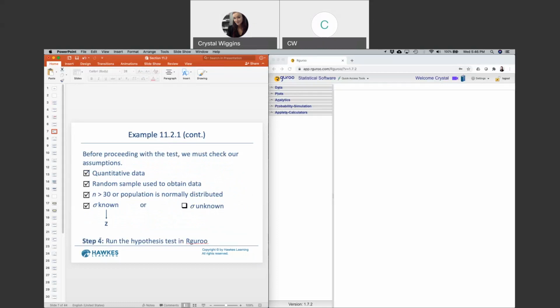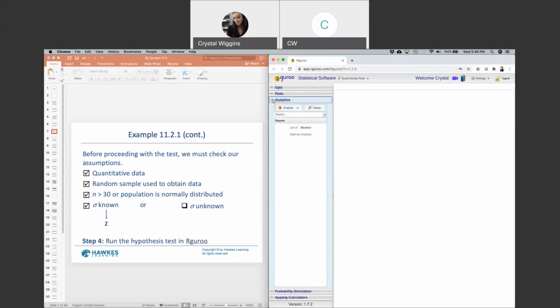Step 4 in the process is to now go to our guru and run the test. So at this point, you should be taking notes on the steps of our guru or taking pictures or screenshots so that you have it in your notes. Once you get signed into our Guru, go to Analytics, Analysis, your mean inference for one population.